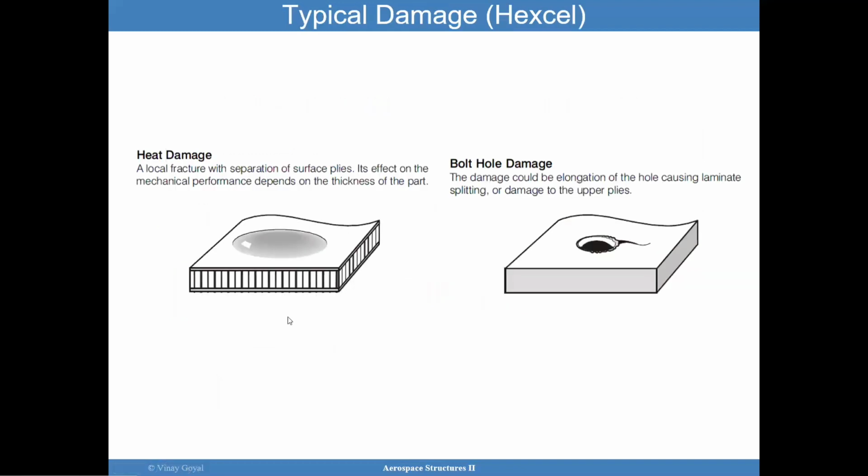Other typical damage is heat damage, a local fracture which basically forms some sort of blistering. You also have bolt hole damage, which can occur from drilling the hole, and it could also cause splitting of the composite, as an example.